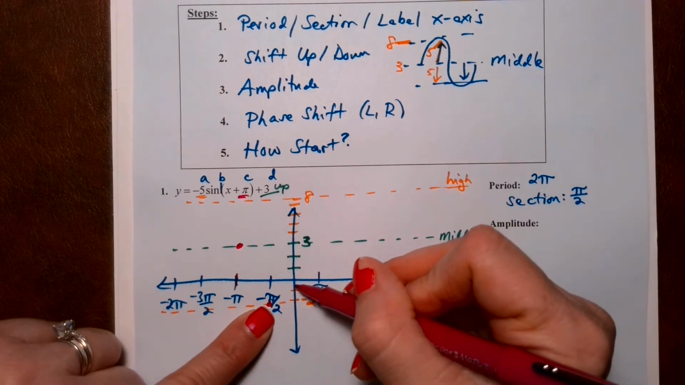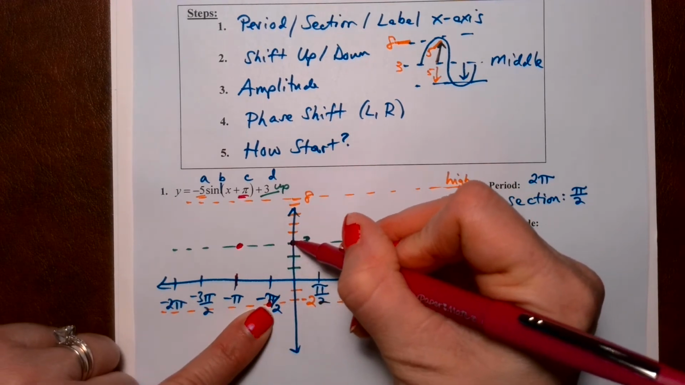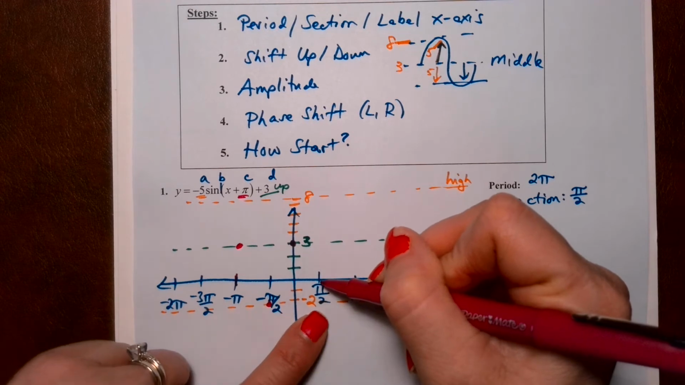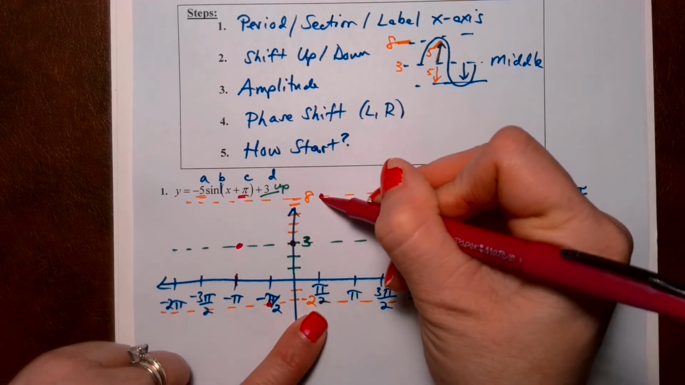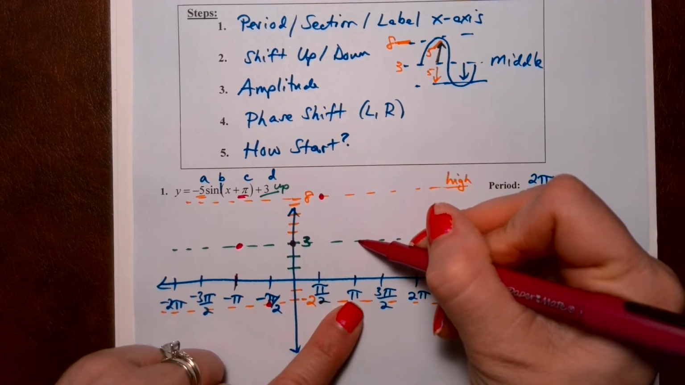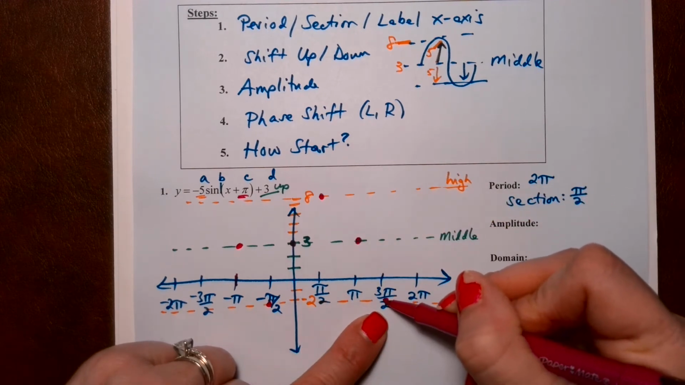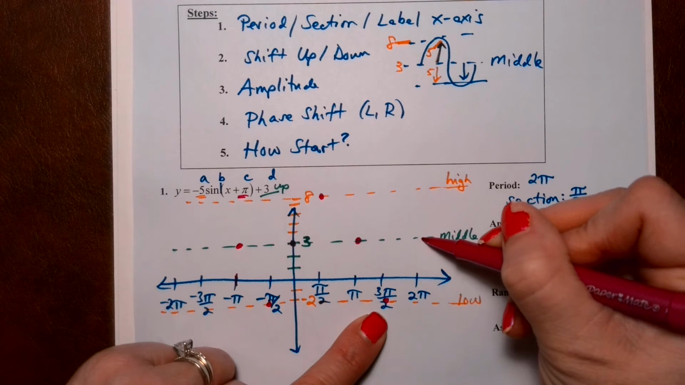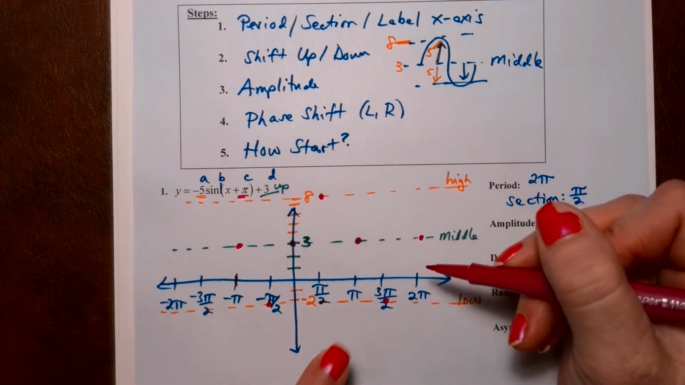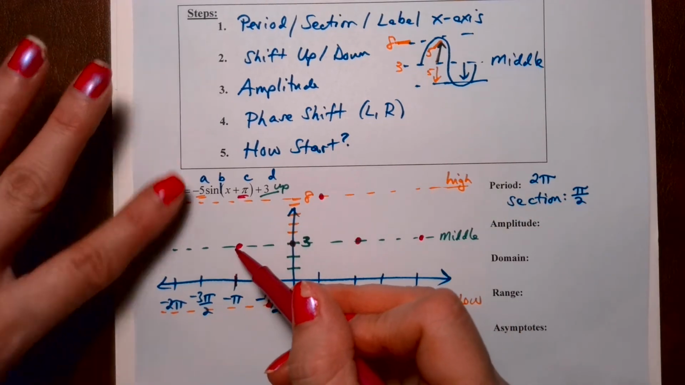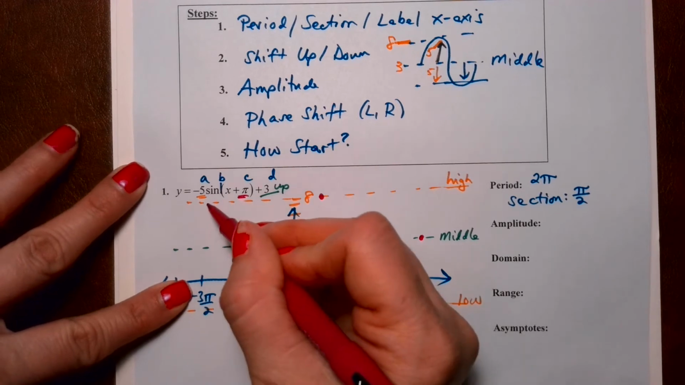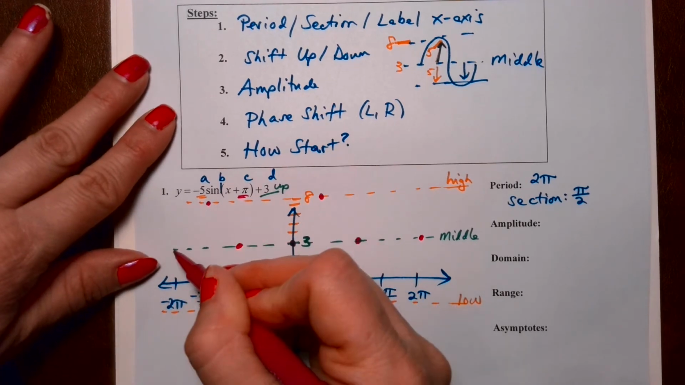At 0, we'll be at a middle. At pi over 2, we're going to be at a high. At pi, we're at a middle. At 3 pi over 2, we're at a low. Then we're at a middle. Let's go the other way. If this was middle, negative 3 pi over 2 is the high, and then back down to middle.